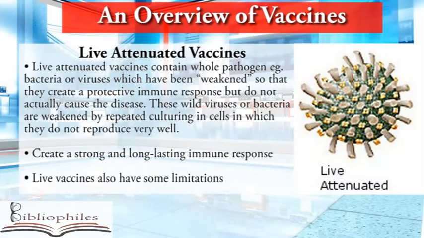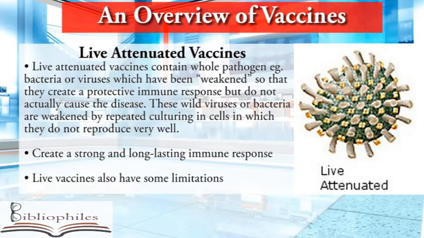At first, I am going to talk about the live attenuated vaccines, which is a type of whole pathogen vaccine. See, live attenuated vaccines contain the whole pathogen, that is the whole cell of bacteria or virus, which have been weakened so that they create a protective immune response but do not actually cause the disease. These wild viruses or bacteria are actually weakened by repeated culturing in cells in which they do not reproduce very well. Attenuation can often be achieved by growing a pathogenic bacteria or virus for prolonged periods under abnormal culture conditions.